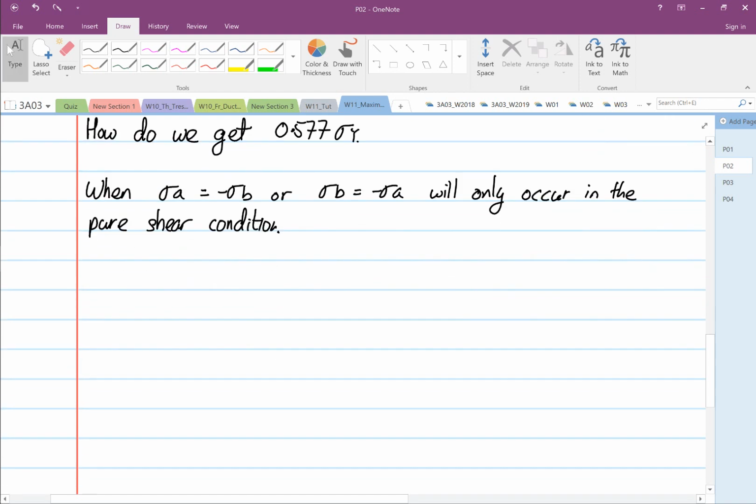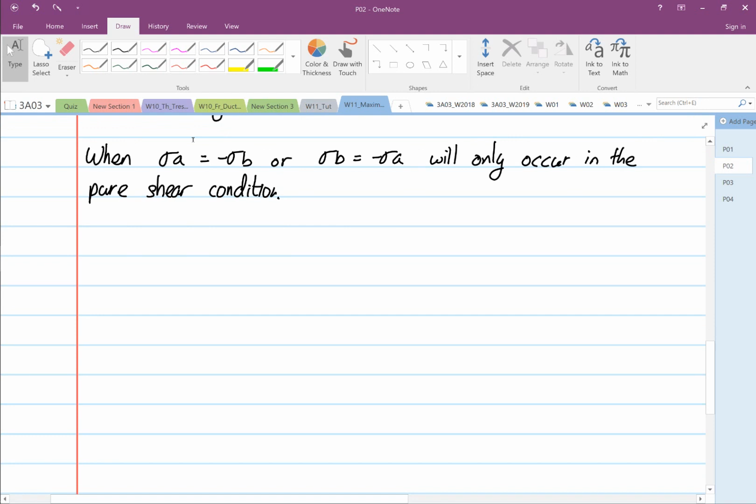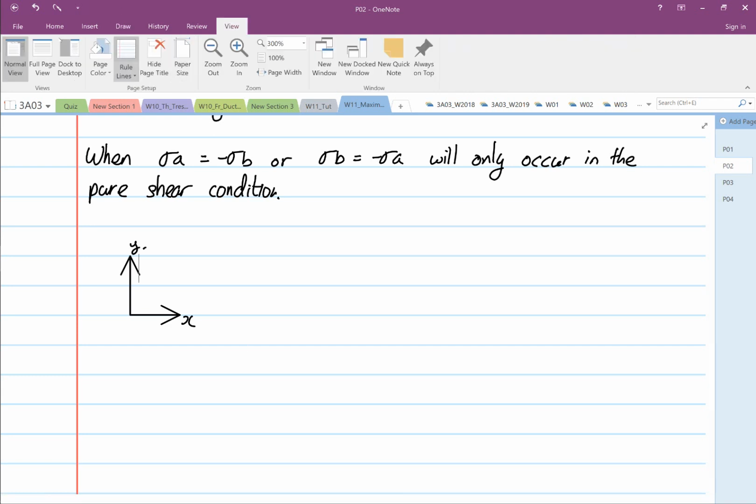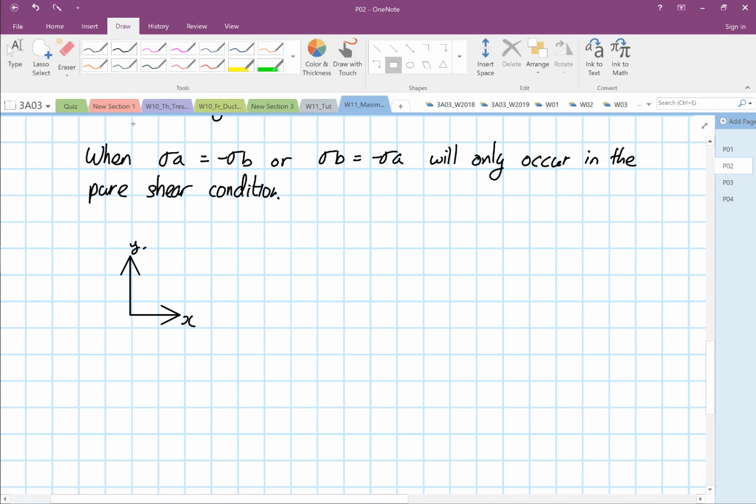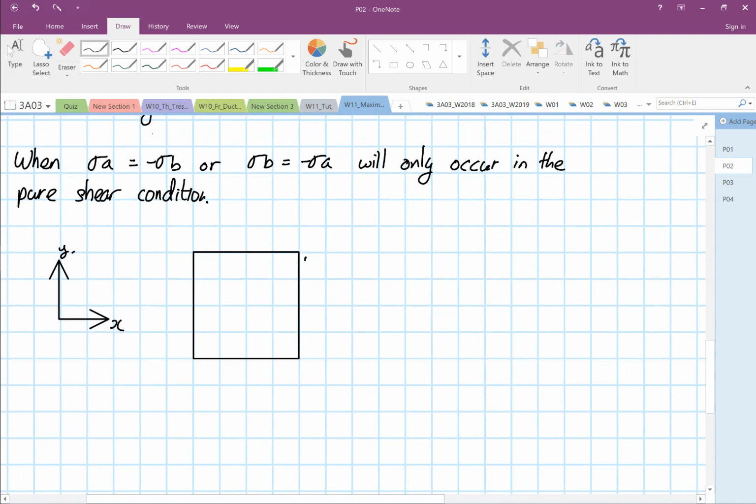So what do I mean by pure shear condition? Let's say we have our element now, so this is our X, this is our Y. Under pure shear, we only have this condition. So this is our shear XY, and shear YX. And this is where we have our point X, and this is where we have a point Y.